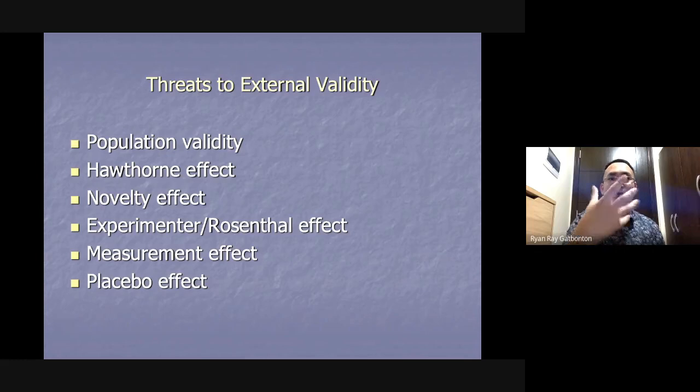Experimenter effect would take place because your influence overshadows your respondent's answers, because of the fact that you have imposed your influence over them. So I leave it to you to read about the measurement effect and the placebo effect. Okay?